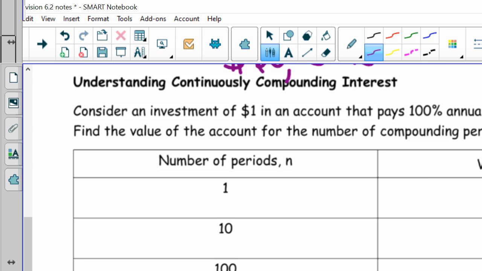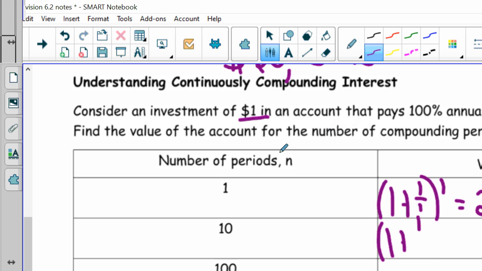Because what we're multiplying it by at the end, our initial investment was 1, so we don't have to worry about that. So number of periods n, 1. So if we do 1 plus 1 divided by 1 to the first power, we get 1 plus 1, 2 to the first power, which is 2. Now we're going to do 10. So 1 plus 1/10 to the 10th power. That equals 1.1 raised to the 10th power. When you plug that in your calculator, you get 2.59374246.